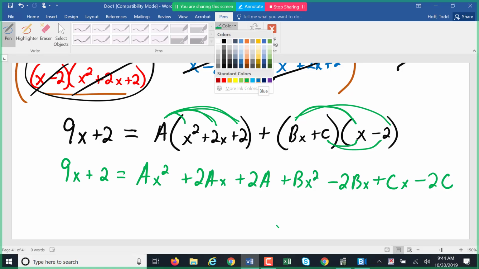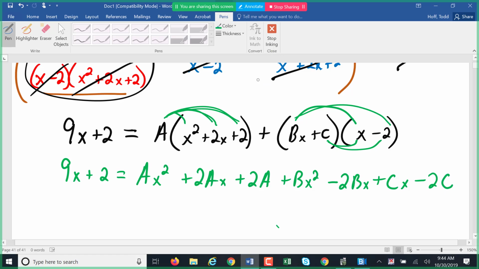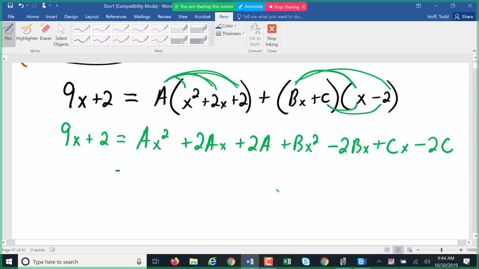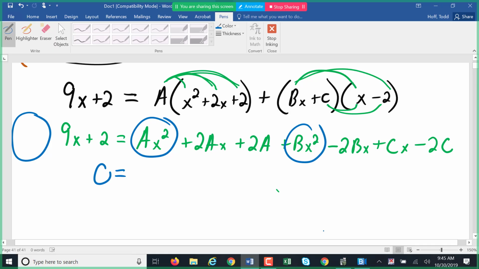So now we have to group together things with like terms. On the right side, we have x squared: we have ax squared and bx squared. On the left side, however, we do not have an x squared. So that tells us that 0 is equal to a plus b. That doesn't mean a and b are 0. It just means whatever they are, they add up to 0. They're opposites.